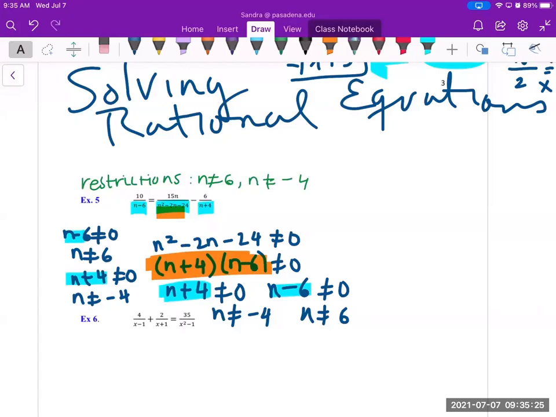Okay, let's go ahead and continue where we left off. We're going to continue with rational equations, solving rational equations. Let's go ahead and go over example 5. As you can see, we have 10 over n minus 6 equals 15n over n squared minus 2n minus 24, minus 6 over n plus 4.